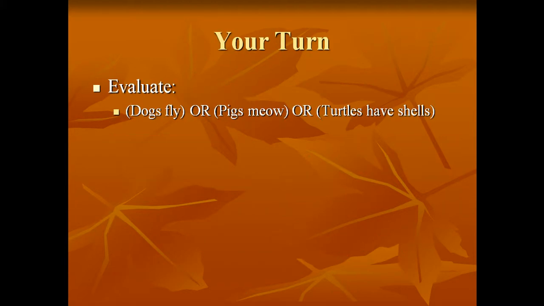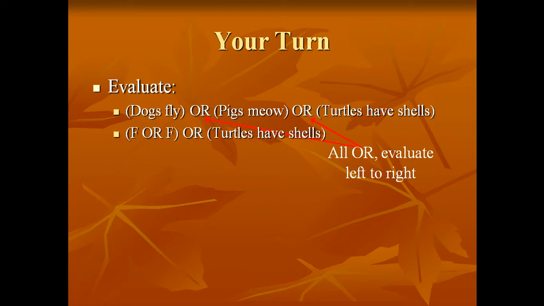Okay, so if we practice a compound statement, in this case they're the same operator, so they will happen from left to right. So the first thing is going to be dogs fly or pigs meow. That's false or false. So if both are false, the or statement is going to give me a false. Turtles have shells. That is true. So this will be false or true, the result of which is going to become true.